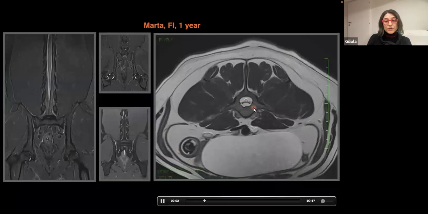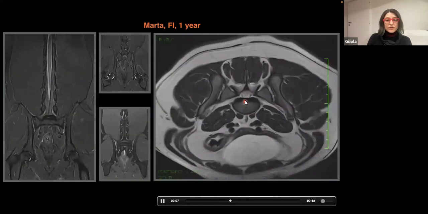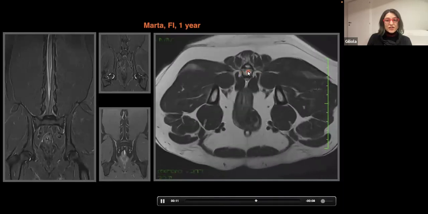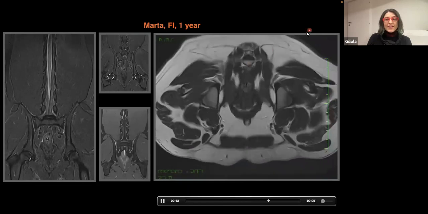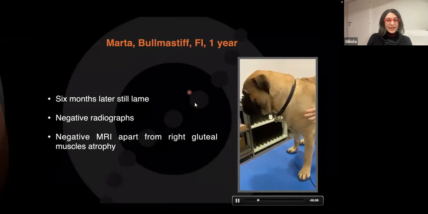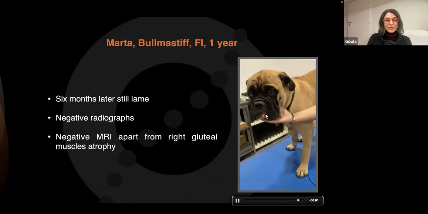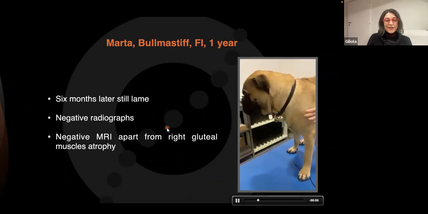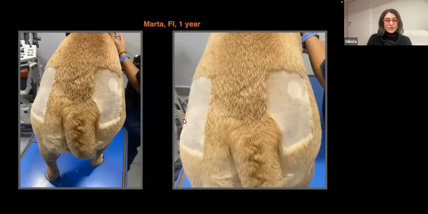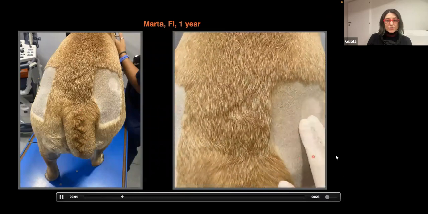This is another view, and you can see that even if there is narrowing of the passage of the nerve, they are not compressed. So the changes are not really explaining why she is having this problem. So we saw Marta 6 months later that she started to be lame. She's the sweetest dog ever. And even if the MRI was absolutely negative, there was definitely a difference between the gluteal areas.